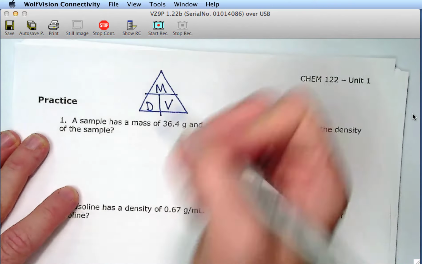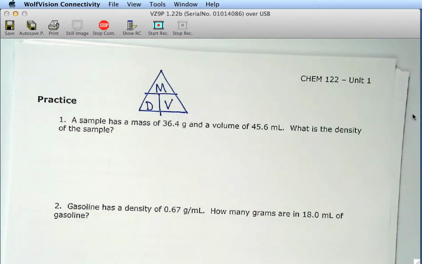Where do you go to get your driver's license renewed? DMV, right? So think of it that way. You can always set up density problems as conversions, like what we've been going through. But if you sometimes get tripped up with setting it up that way, you can use the triangle method.